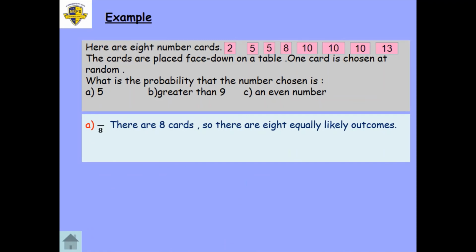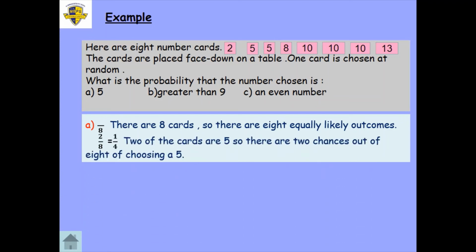There are 8 cards, so there are 8 equally likely outcomes, 8 possible outcomes, right? 2 of the cards are 5, right? So there are 2 chances out of 8 of choosing a 5. So the probability of 5 is 2 out of 8. After I simplify it, it equals 1/4.